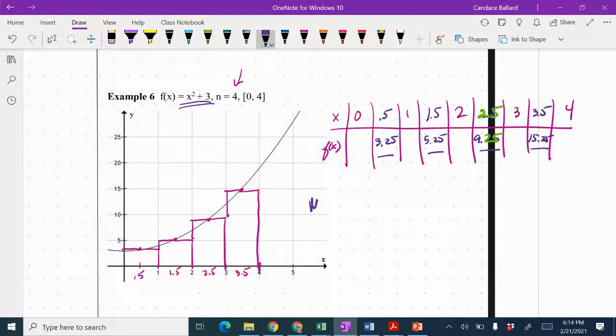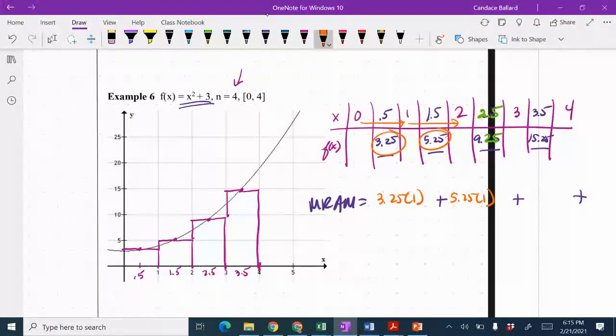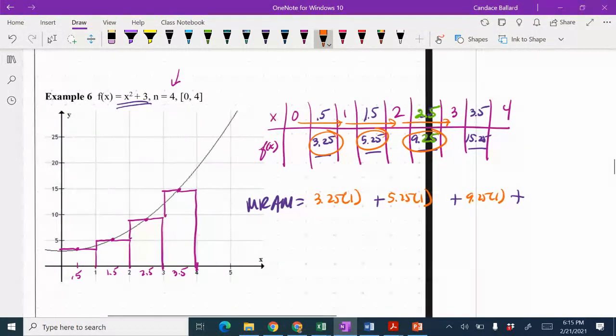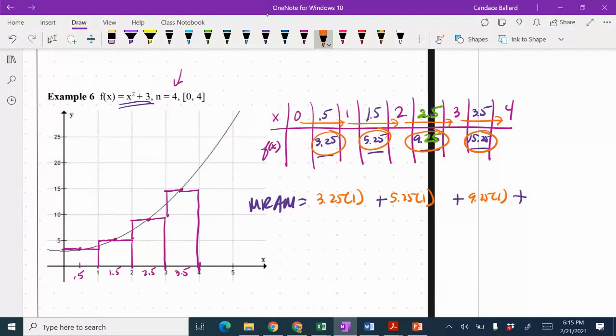So now I'm going to set up my MRAM. I know I need 4 subintervals, so I make space for that. And then I'm going to use this height, let me use a different color, this height, and this distance in between is technically what we're looking at, the distance between 0 and 1. So 3.25 times 1. I'm going to use this height and this distance in between, so 5.25 times 1. This height and this distance in between, which is 9.25 times 1. This height and this distance in between, which is 15.25 times 1. Again, I hit all the buttons on my calculator, I add that up, and I end up with 33.